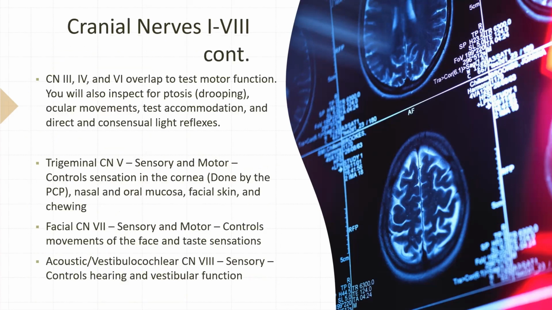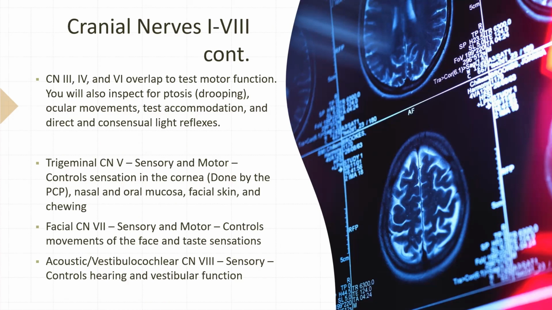Then we'll have the trigeminal nerve, cranial nerve 5. It's a sensory and motor nerve. It controls sensation in the cornea. Now, this will be done by the primary care doctor, who a lot of the times will take a piece of a cotton swab and place it on the cornea, and see if they blink. But we don't do that, but we still have to know it.